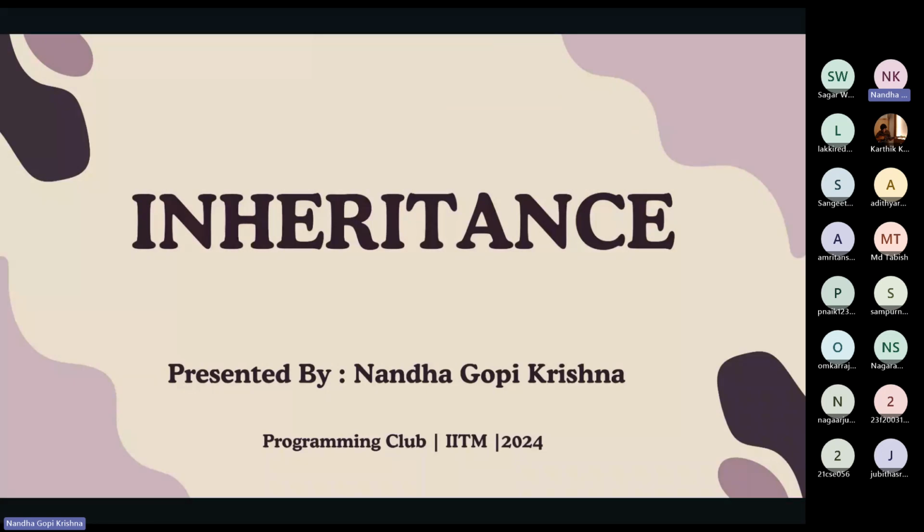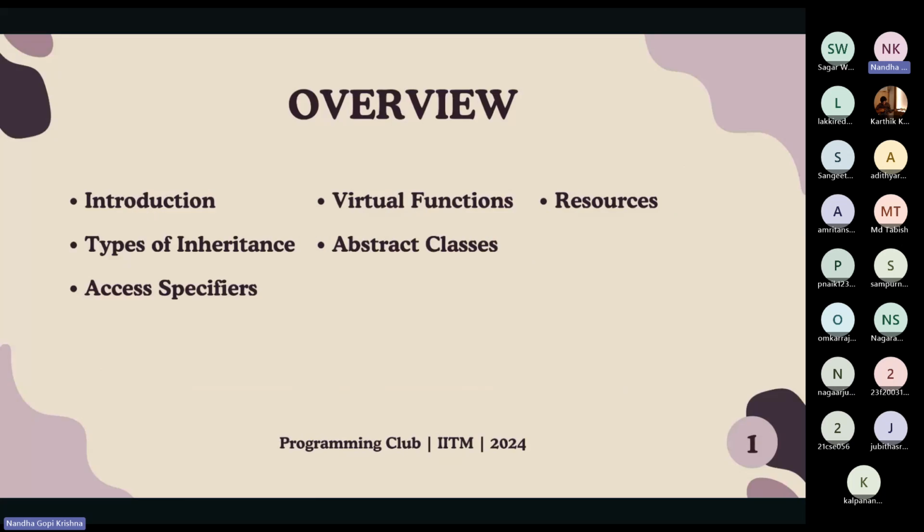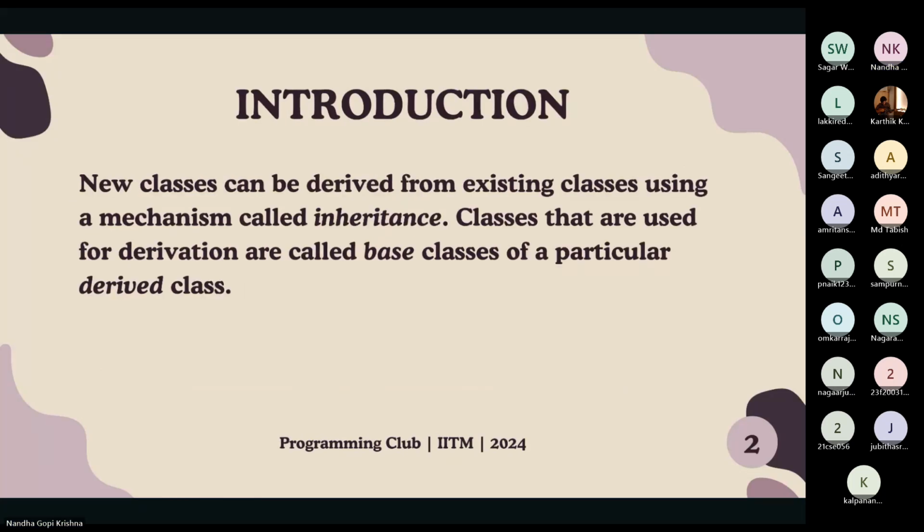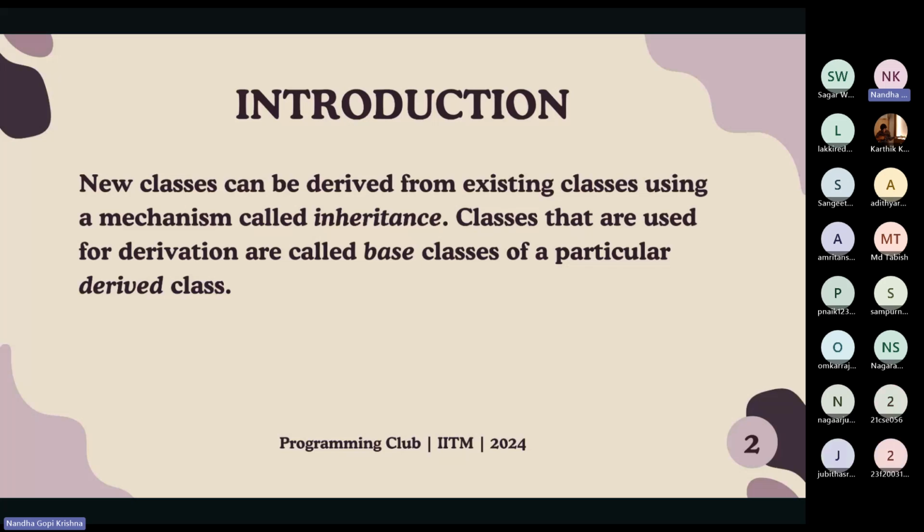As I said, today we are going to be looking at inheritance, virtual functions, and abstract classes. So what is inheritance? Inheritance is the mechanism through which new classes can be created from classes that are already existing. Why do we do this? We do this to share implementations of certain methods or data members of the base class. Classes that are derived from are known as base classes, and classes that we create using this derivation are known as derived classes.